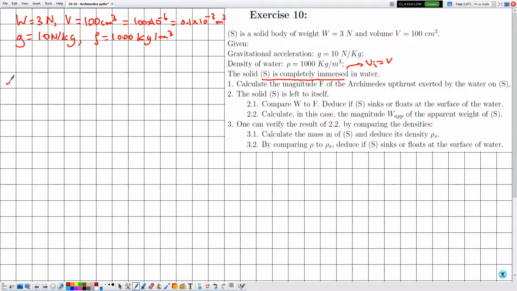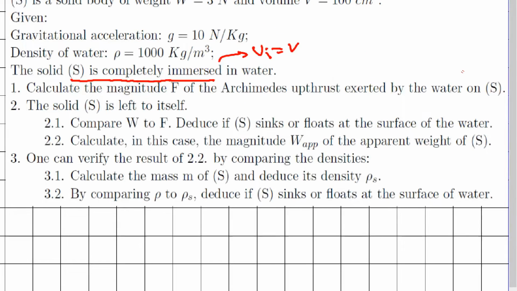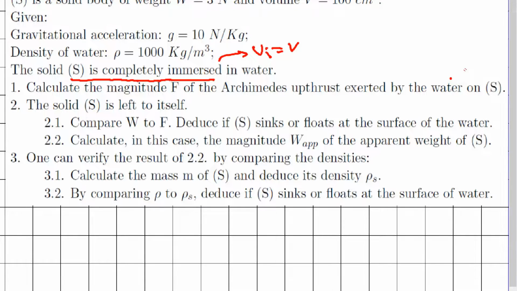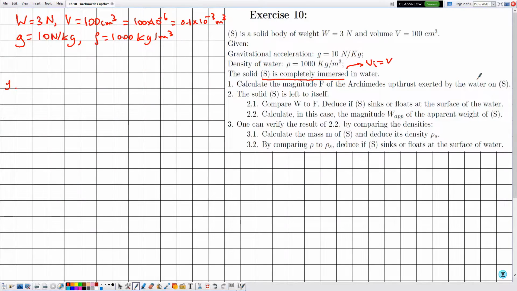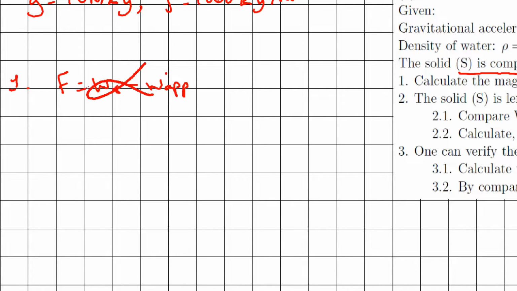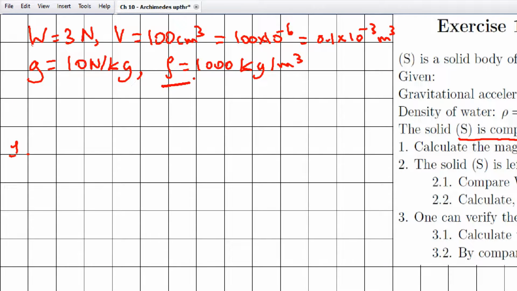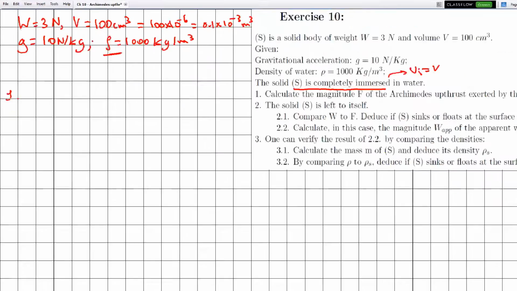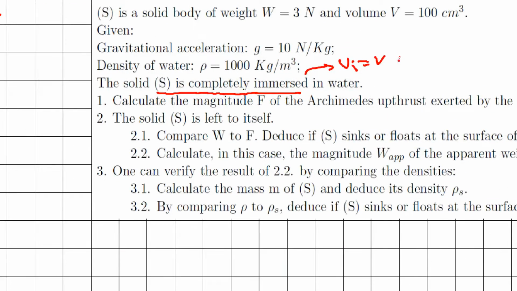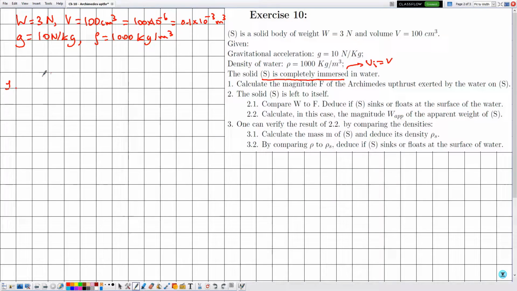Now in number 1, calculate the magnitude F of the Archimedes upthrust exerted by the water on S. For example, we can directly think of the value of F, which is given by the real weight minus the apparent weight, but here we don't know the apparent weight, so we cannot use this formula. However, we know the density of the liquid, and we know the volume of the immersed part, which is equal to the volume of the solid because S is completely immersed, and we know the value of g, so we can determine the value of F.